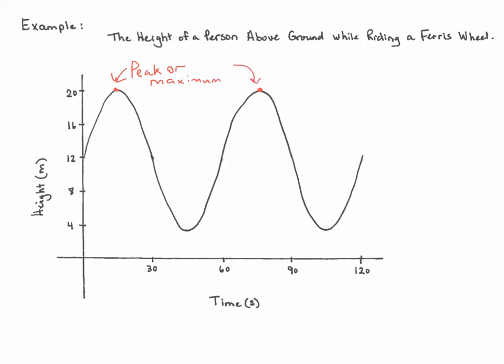Okay, our maximum values. Similarly, these points on the bottom, they have their own term. They're called the minimums or the troughs. So trough or minimum. Okay, so these points here would be the trough or the minimum values.